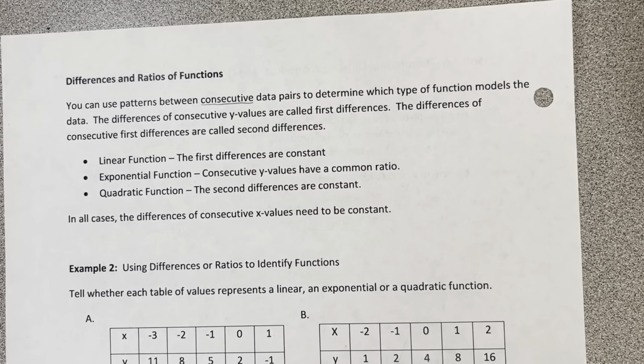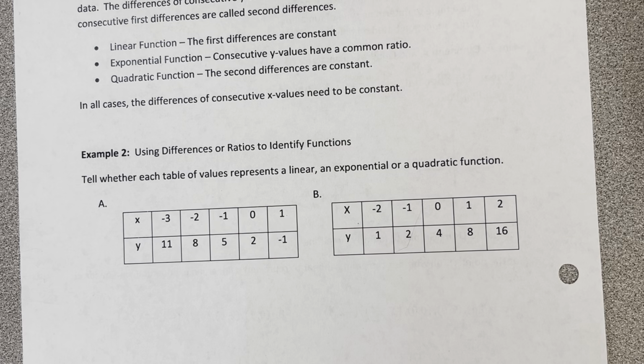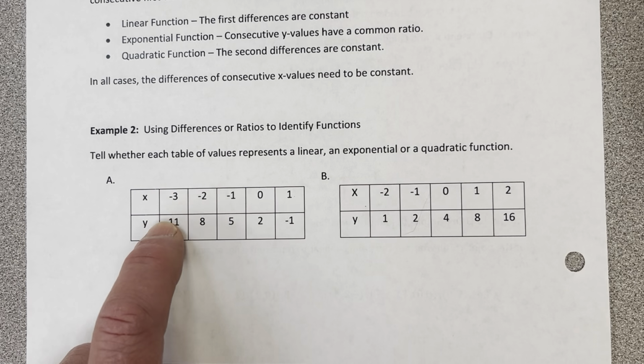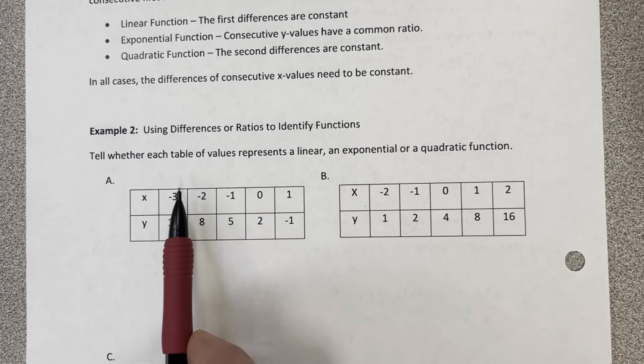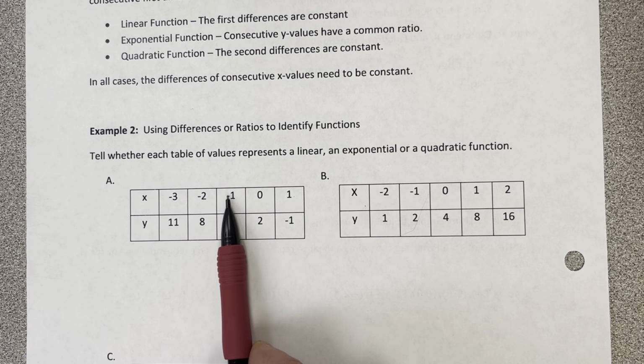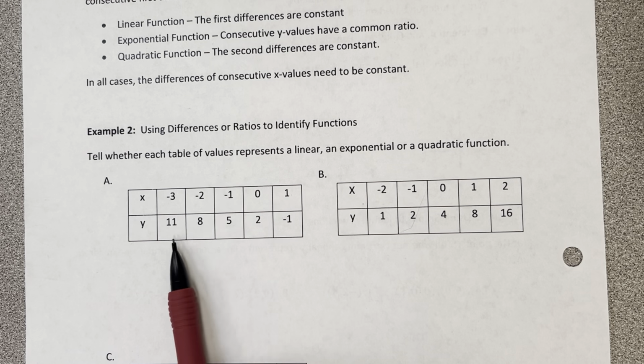Okay, so tell whether each table of values represents a linear, an exponential, or quadratic function. Now I want to be clear, these are coordinates. You could grab some graph paper and graph it and see. But another way to do it is to look for the patterns. Double check consecutive across the top, that looks good. And then ask yourself what the pattern is across the bottom.